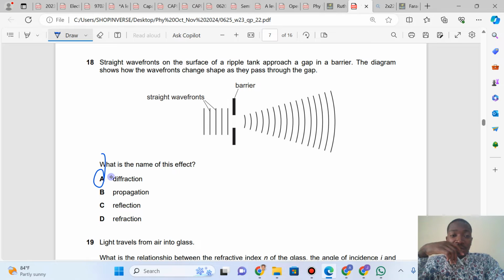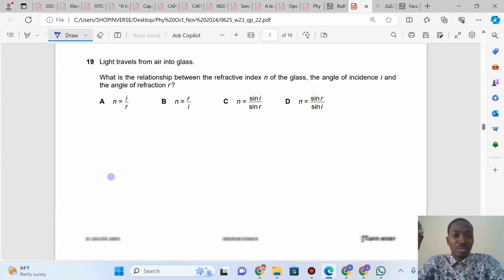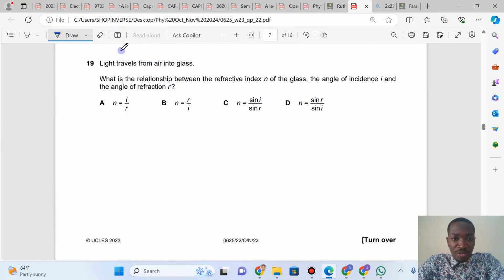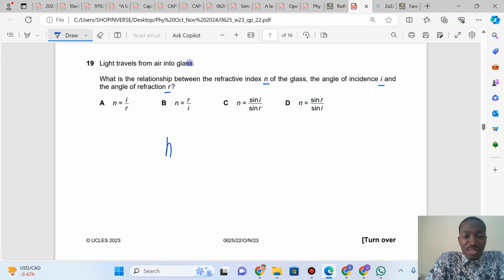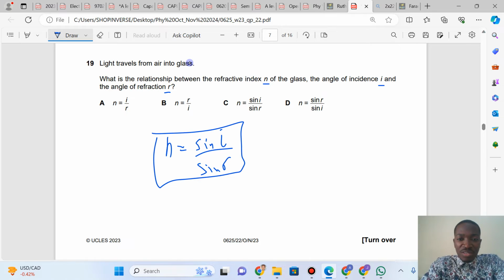We go straight to question number 19. Light travels from air into glass. What is the relationship between the refractive index of glass, the angle of incidence, and the angle of refraction? Refractive index equals sin angle of incidence divided by sin angle of refraction. This is one of the simplest formulas in physics, which makes option C the correct answer to question number 19.